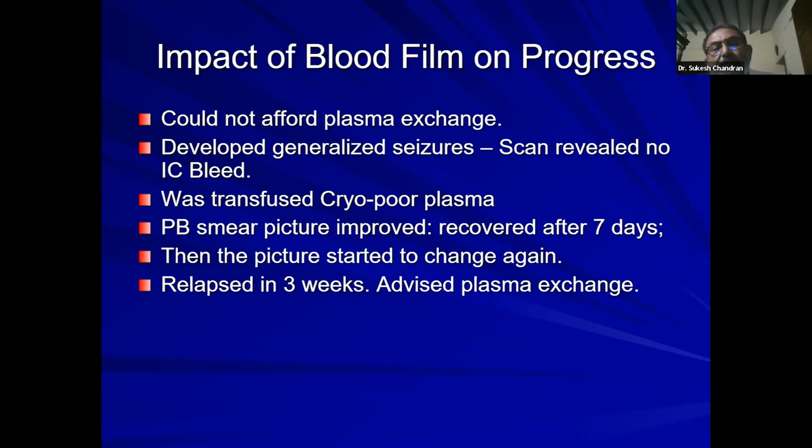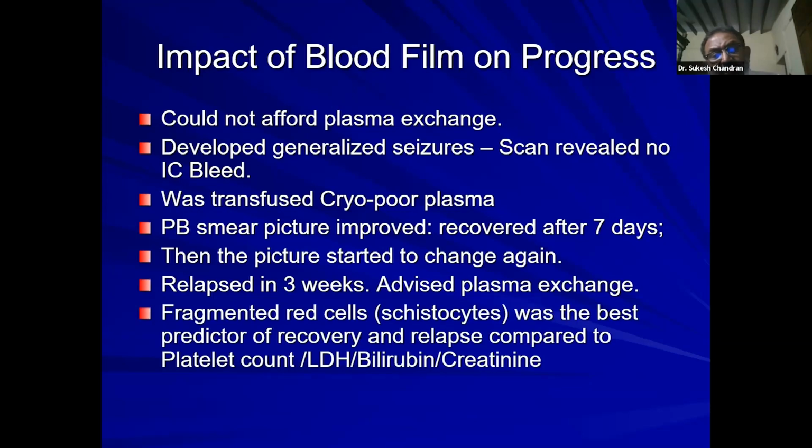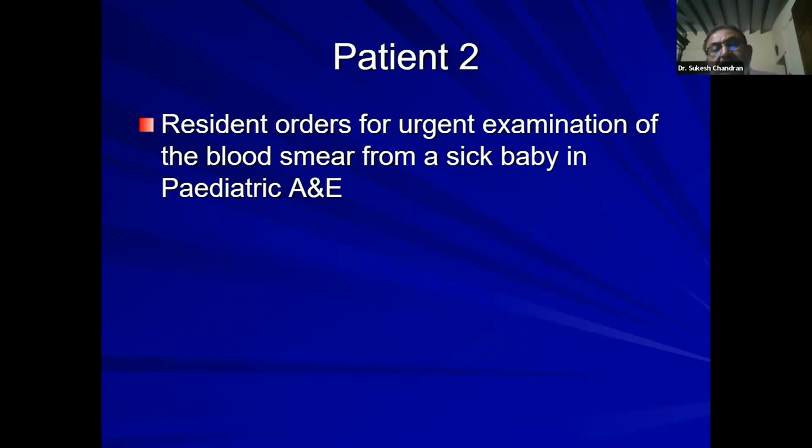Was transfused cryo-poor plasma. The peripheral blood smear improved. The patient improved, recovered after 7 days, and was discharged. But she came back, relapsed in 3 weeks, and was advised plasma exchange. But you must realize that not ADAMTS13, but the fragmented red cell was the best predictor of recovery as well as relapse, compared to platelet count, LDH, bilirubin, and creatinine, which is known in TTP. And you must realize that these are reflected in the histogram.